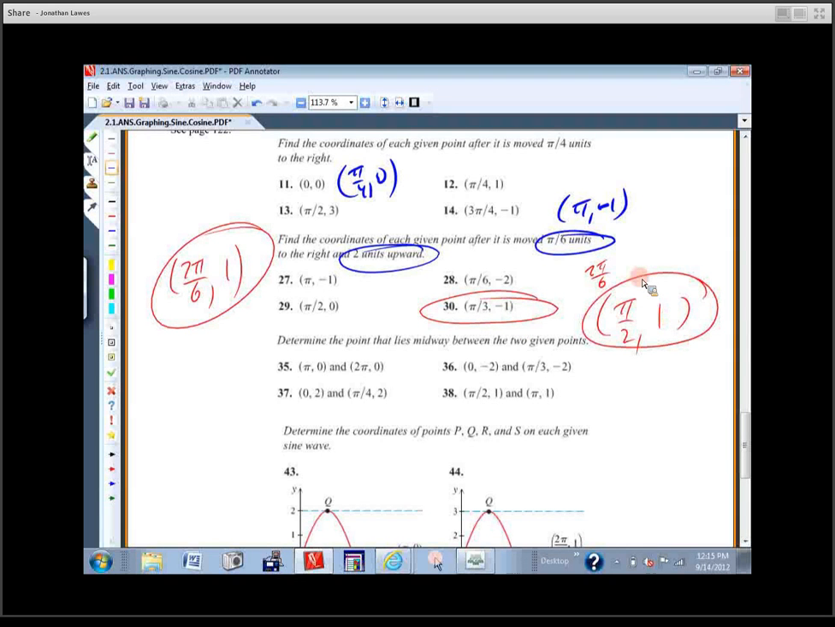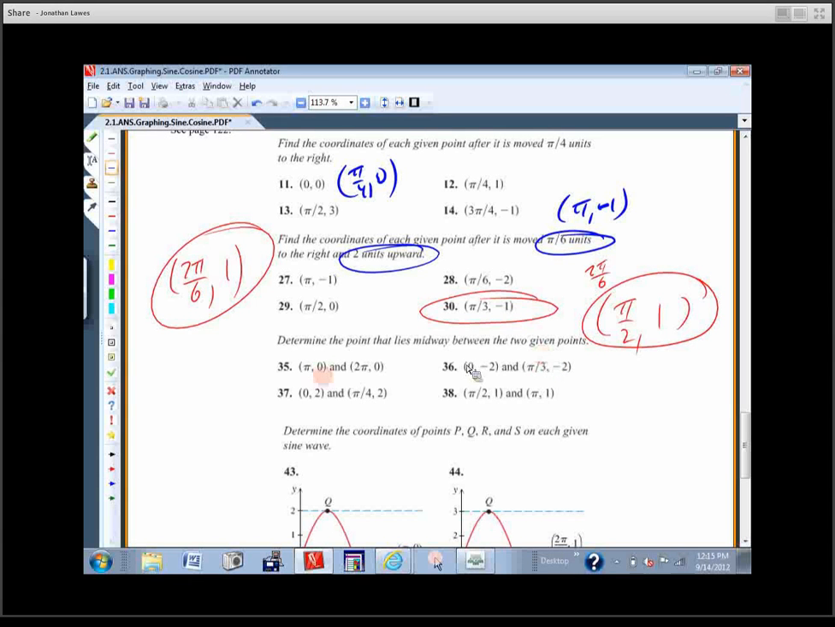Any questions? Okay, let's take a quick look at a few of these. This one says, determine the point that lies midway between the 2 given points. Smack dab in the middle. You could go to the trouble of using the midpoint formula, which is like the average point formula, how you average 2 points. You add the 2 points together and you divide by 2.